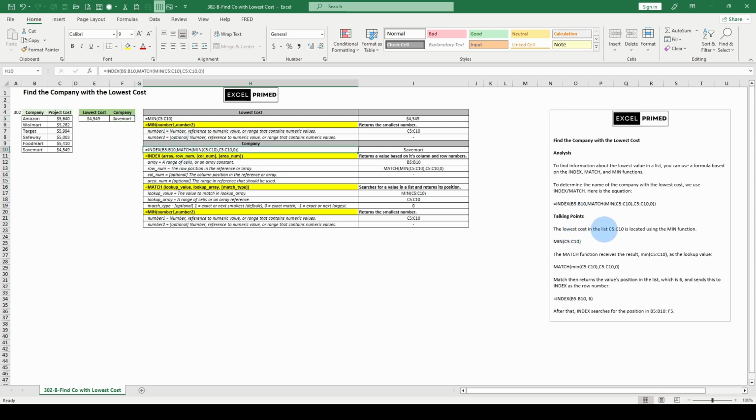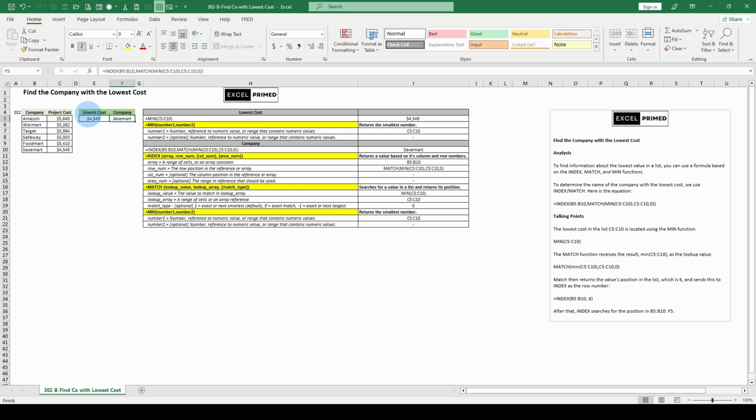The lowest cost in the list, here's our list that we're looking for, is located using the min function. The match function receives the results from min. So it's going to look for min and then it'll identify the row. Then index is going to find that row number with the lowest cost and produce Save Mart. You might not know who Save Mart is. It's a West Coast retail store.